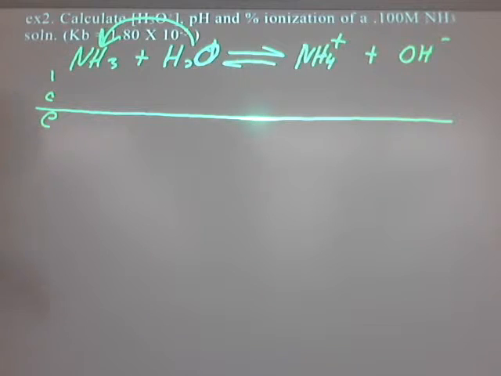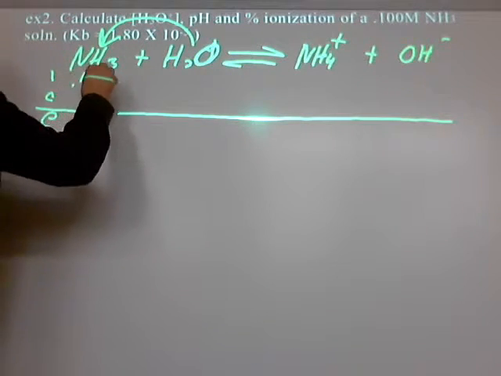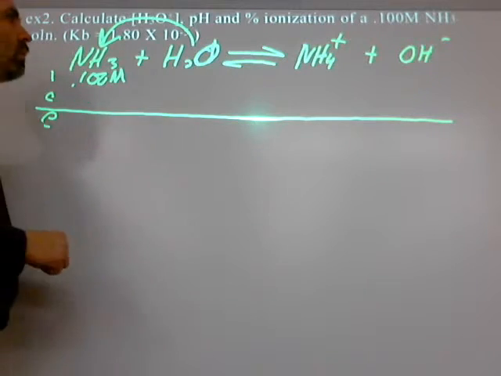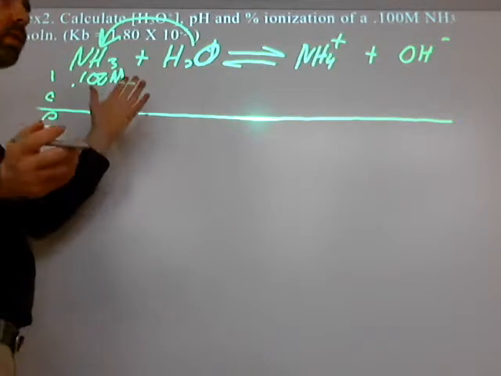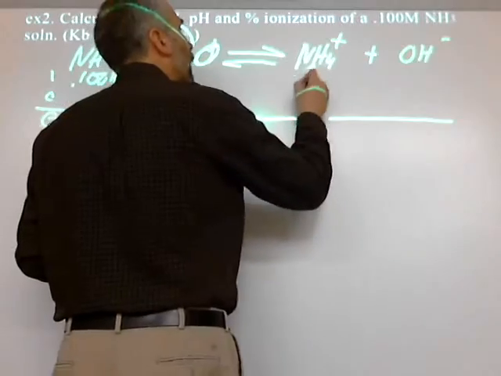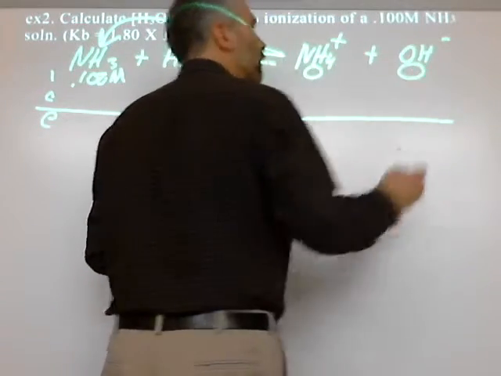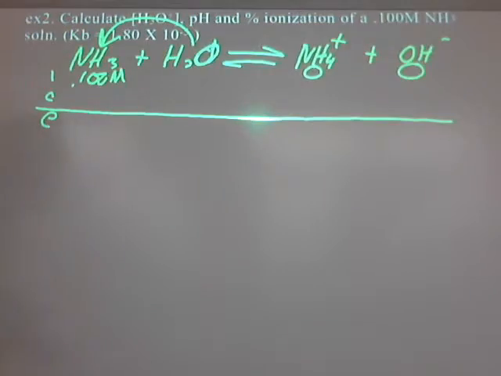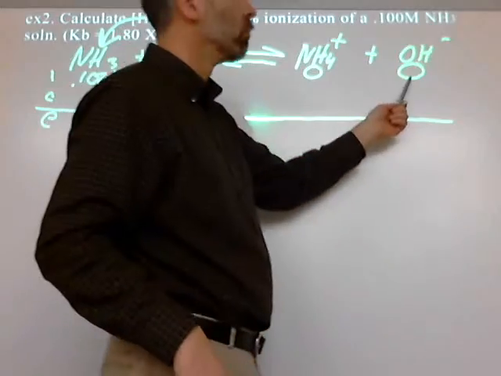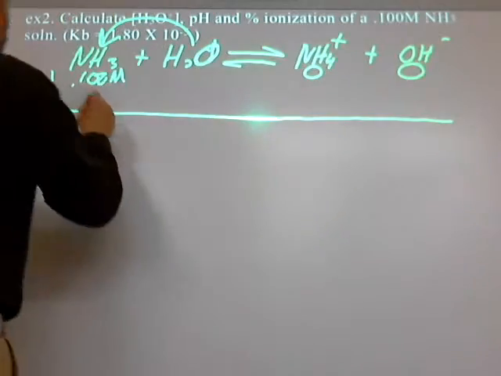All right. The initial concentration of the ammonia is 0.100 molar. I don't care about water because it's constant. It doesn't change. I have no ammonium ions, and I have no OH ions. That's a very good zero. Look at that. That's a really good zero.